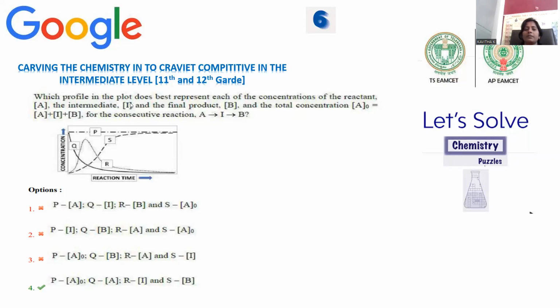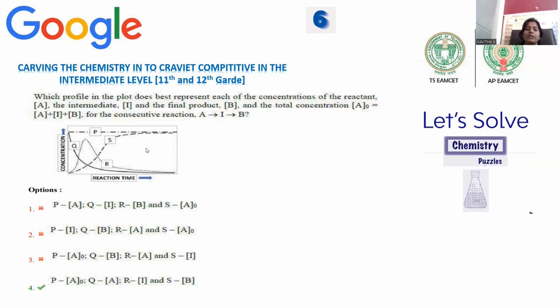Which profile in the plot best represents each of the concentrations of reactant A, intermediate I, final product B, and the total concentration A naught equal to A plus I plus B for the consecutive reaction? Consecutive reaction means a series of reactions: A is converted into I, and further converted into B. A is the reactant species taken, I is the intermediate formed within the reaction. After a certain time period, the intermediate will be formed and finally turned into a product, B.